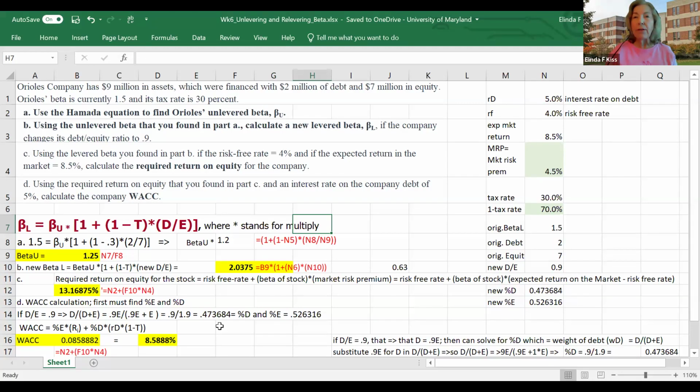WACC equals percent equity times the required return on equity plus percent debt times the interest rate on debt times 1 minus the tax rate. The answer in cell D16 is 5.888%. It's calculated as a decimal in cell B16, and it's a percent in cell D16.